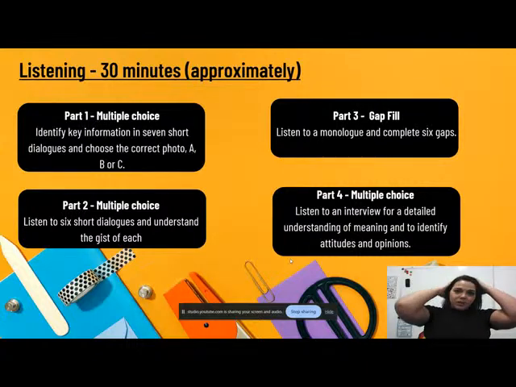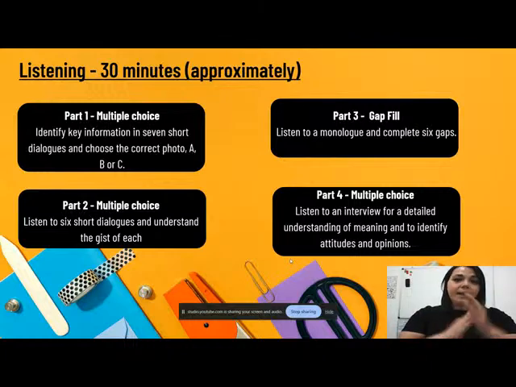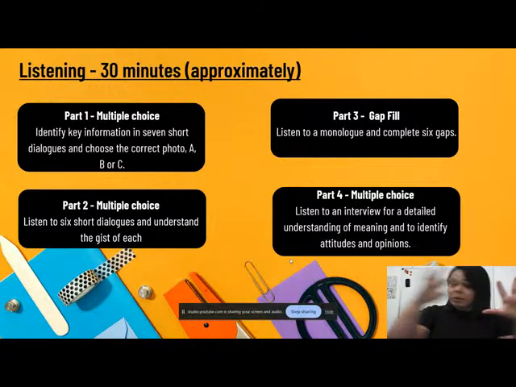All right, on to the listening part. Now, listening is normally about 30 minutes, depending on the length of the audio. And it contains 4 parts. Part 1 is a multiple choice with images. Okay, you have to choose the correct photo, A, B, or C.